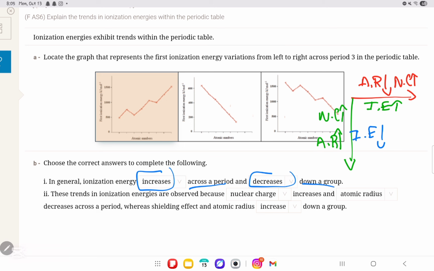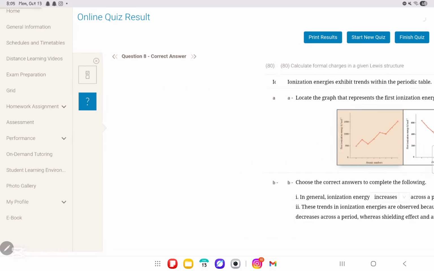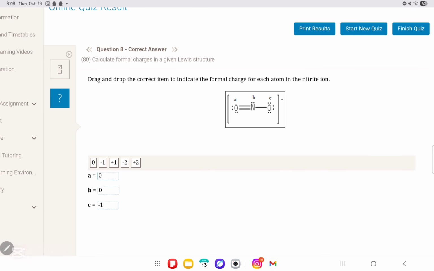We know that we're talking about across a period. Nuclear charge increases across a period, but atomic radius decreases across a period. Whereas down a group, the shielding effect increases, and with that, the atomic radius will increase. And thus, this will cause a decrease in the ionization energy. We move on to question number 8.